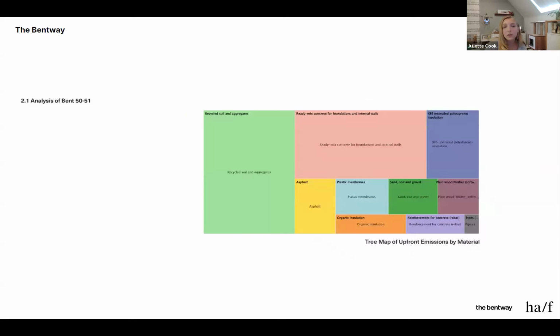And the LCA tools that we use provide different ways of visualizing the data. So here we're seeing the relative impact of the specific materials that exist in bent 50 to 51. When it comes to the hardscapes of this study section, the key drivers were reinforced concrete and XPS insulation, both of which occur under the wood decking.